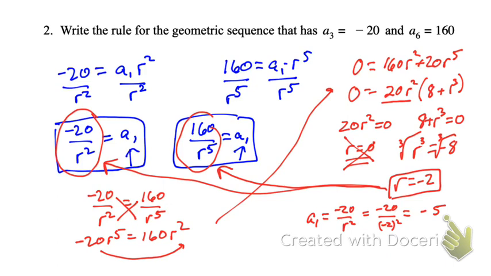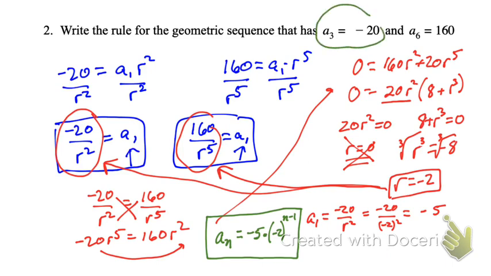So now that I know that, I can write my general nth term rule. How do I get to any number in the list? Well, now I know I have to start at negative 5, and then I have to start multiplying by some negative 2's, and I would multiply by n minus 1 of them. So I'm going to squeeze this in. There's our answer. There's our nth term rule for the sequence that has a third term of negative 20 and a sixth term of 160. Okay, so that's a tough one. Got a little bit of work to do on that one.